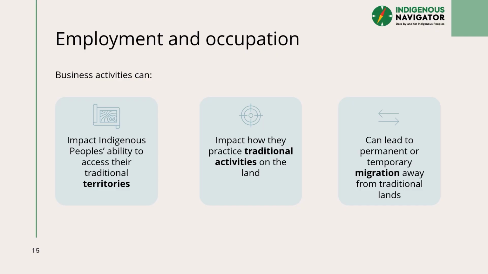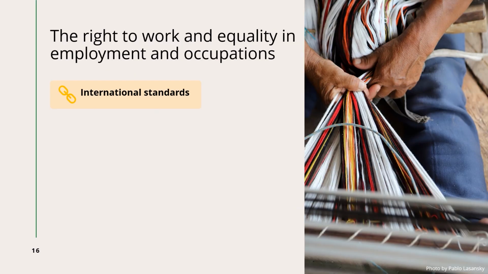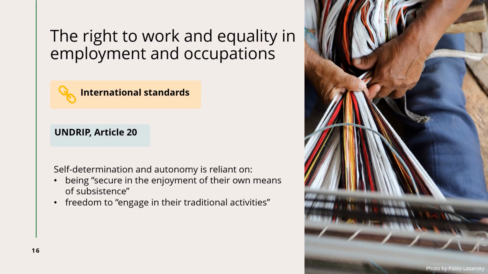Business actors must therefore consider these types of impacts, amongst others, in their due diligence processes when conducting activities in and around Indigenous peoples' territories, lands, and natural resources. The right to work and equality in employment and occupations. Article 20 of UNDRIP says that Indigenous peoples' self-determination and autonomy relies on being secure in the enjoyment of their own means of subsistence and their freedom to engage in their traditional activities.